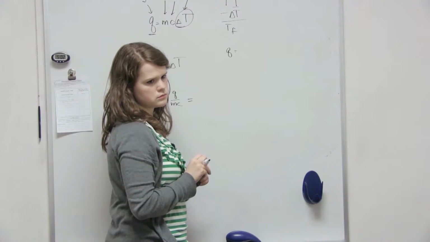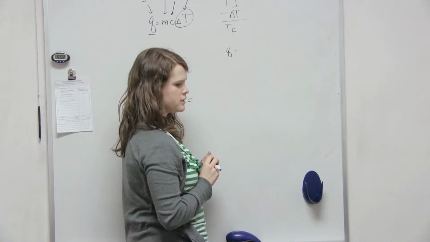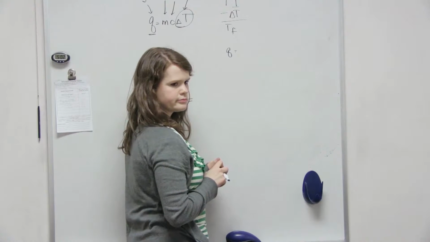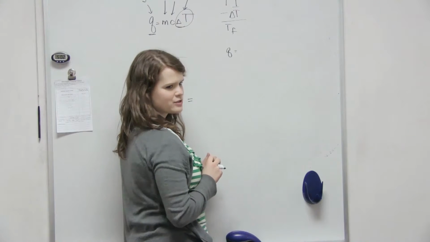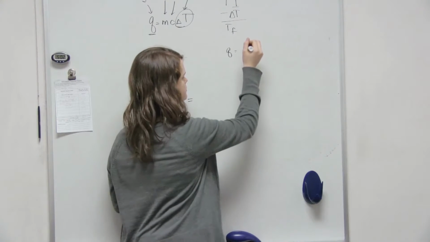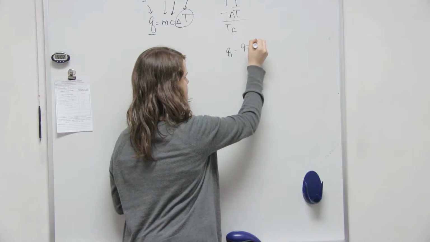So what's the units for heat? Joules. Yes, they're joules. But it gives us kilojoules. So what's our number for kilojoules? We need to change 97.5.